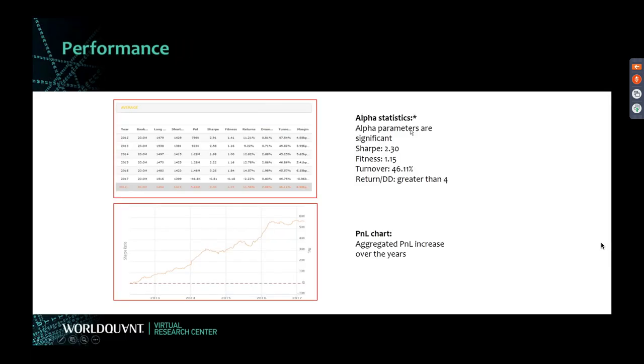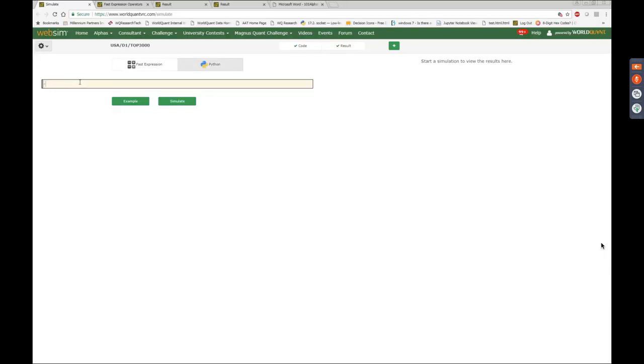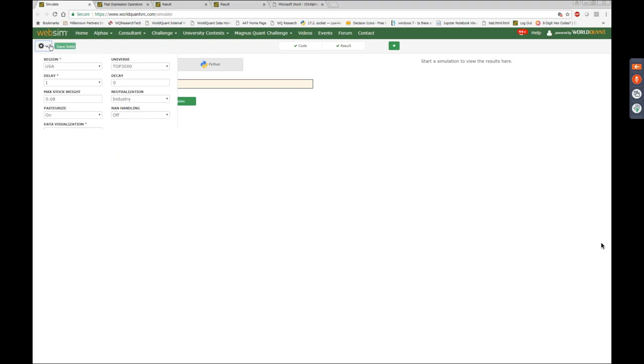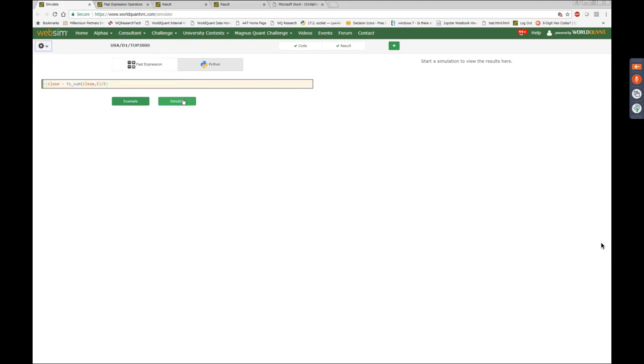So minus close. Feel free to open your browser and go along with us and simulate this as well. So we take the close minus the sum of the last 5 days divided by 5. Now let's set the neutralization to sub-industry and the decay of 5 days. And I hit simulate.